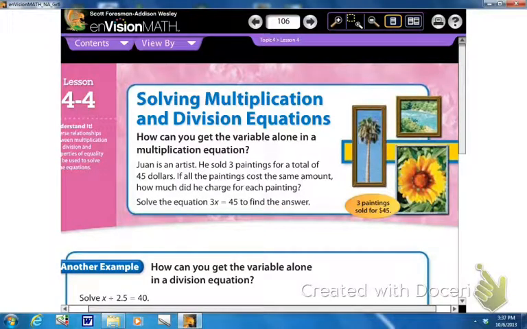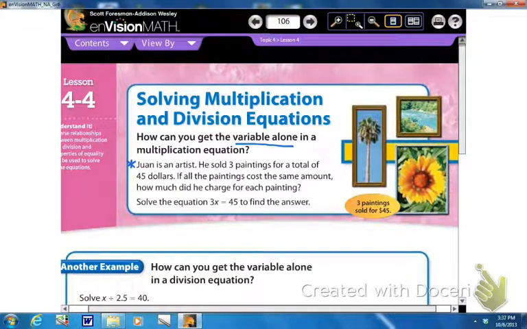Okay, today we are looking at lesson 4-4, solving multiplication and division equations on page 106. We've done this with addition and subtraction, so now we're going to do the same thing with multiplication and division equations. How can you get the variable alone, remember that's the key of what we're trying to do, in a multiplication equation?